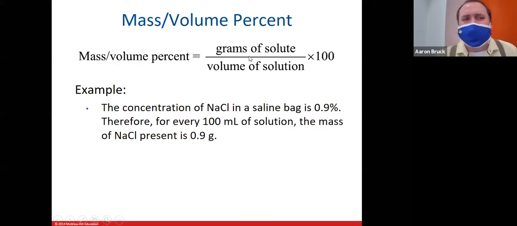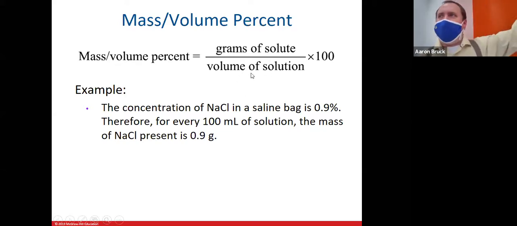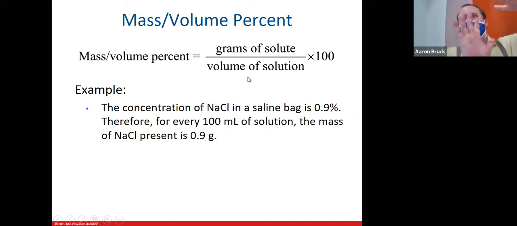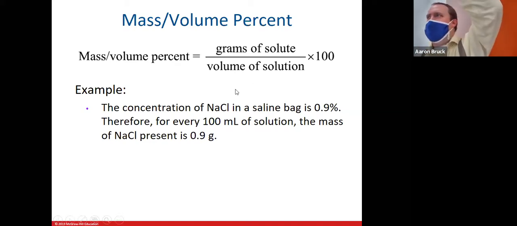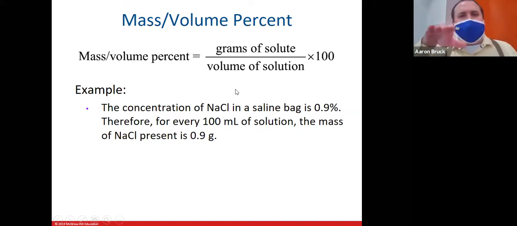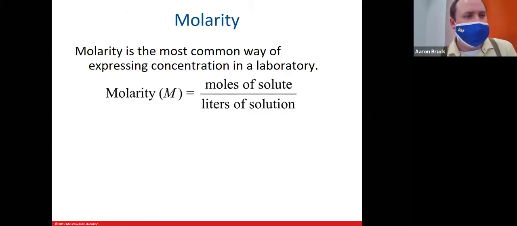Again, pretty close to the same. The calculation is almost identical. It's kind of a blending together of those first two equations. We've got the numerator from the mass by mass, the denominator of the volume by volume. We're kind of smashing them together. We see this, again, most often for aqueous solutions with ionic or solid components dissolved in them.